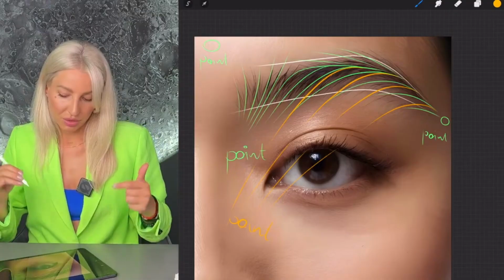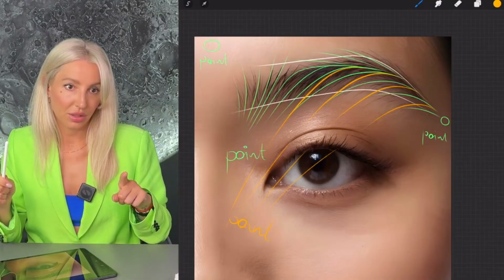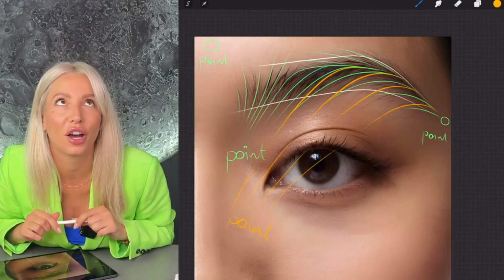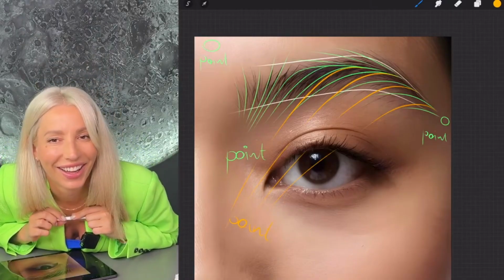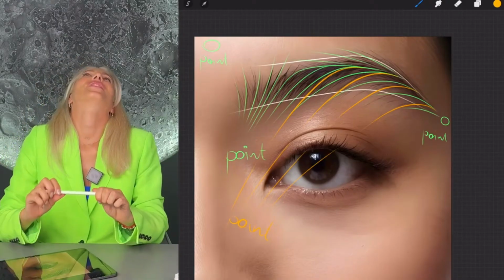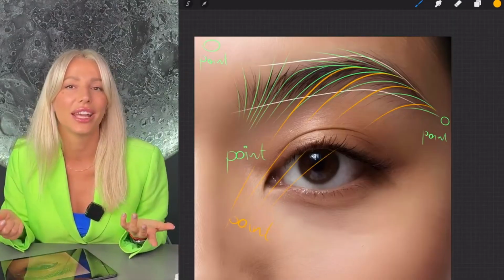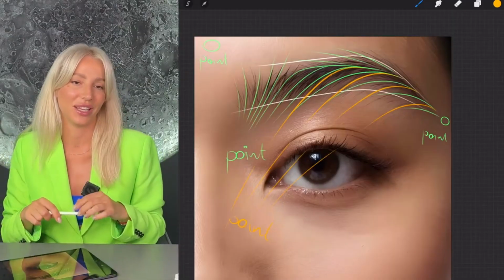So, key points. I believe you got it. Harmonious, yes. I found the word, thank you. It's harmonious, harmony in your drawing.